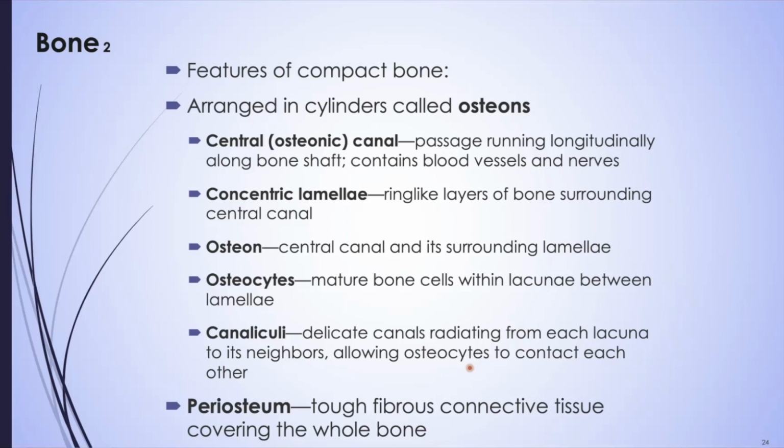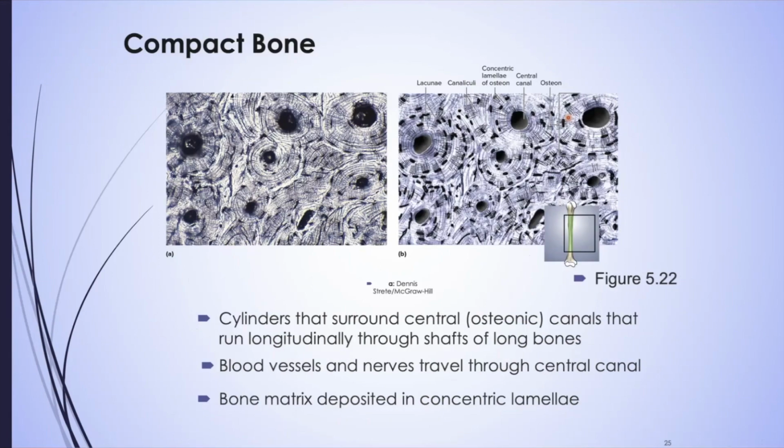Last but not least, periosteum is the fibrous connective tissue that covers a whole bone. Now, if you didn't get all this in this moment, it's all good. You'll get to rinse and repeat. And then when we get in the bone chapter, you'll get to rinse and repeat again. All right, let's take a peek at some compact bone.